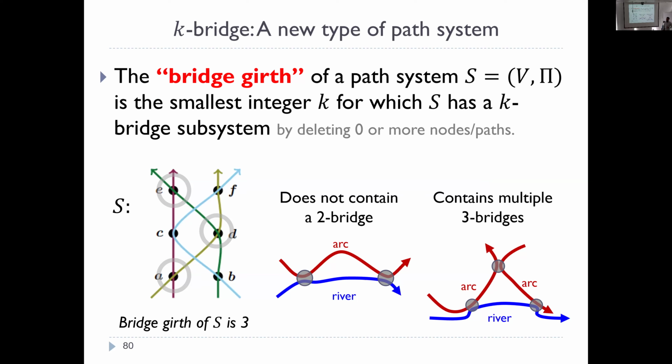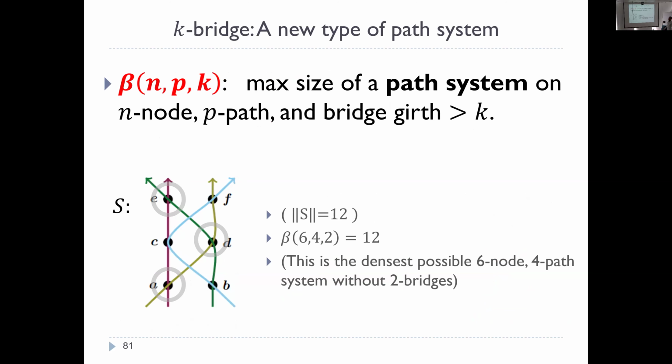And then similar to girth, the bridge girth of a path system is the smallest integer k for which S has a k-bridge, just like in girth. So this example on the left doesn't contain a 2-bridge, but it does contain a 3-bridge, right? You have A, E, which is the river here, and then you have the paths A, B, F and B, D, E as the arcs. And we define beta_p(k) to be the maximum size of a path system without k-bridges.